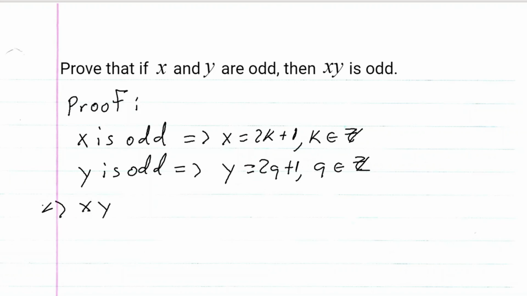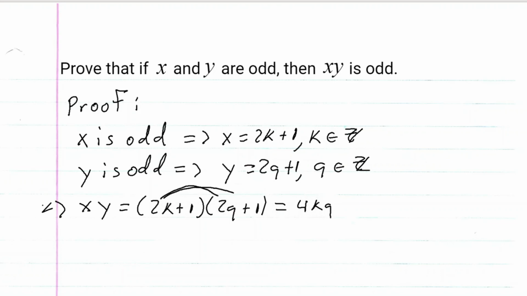So xy will be equal to (2k plus 1) times (2q plus 1), which of course we distribute, right? 2k times 2q is 4kq. 2k times 1 is 2k. 1 times 2q is 2q. And then, of course, 1 times 1 is 1.